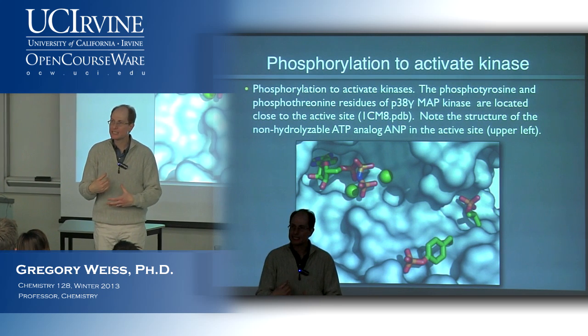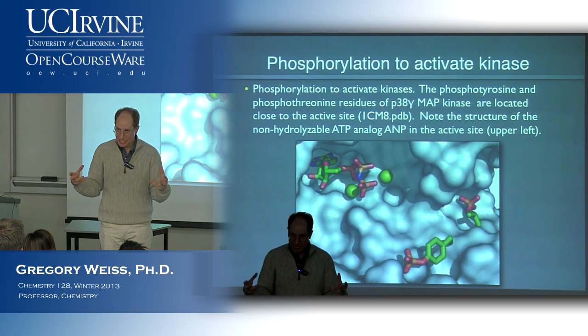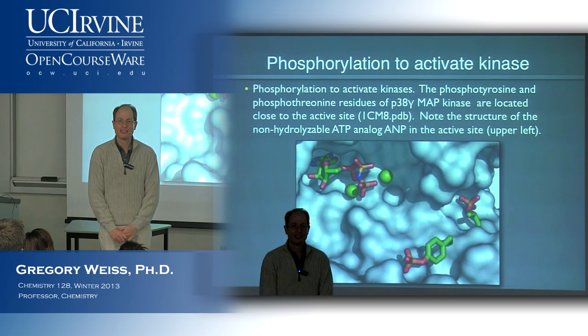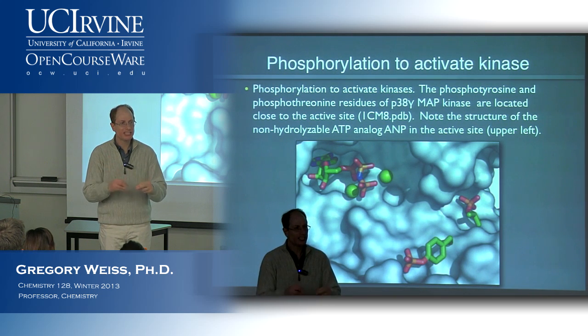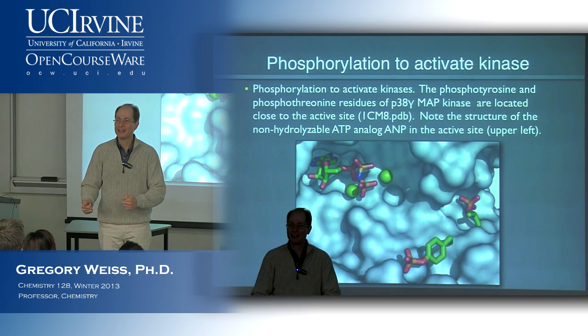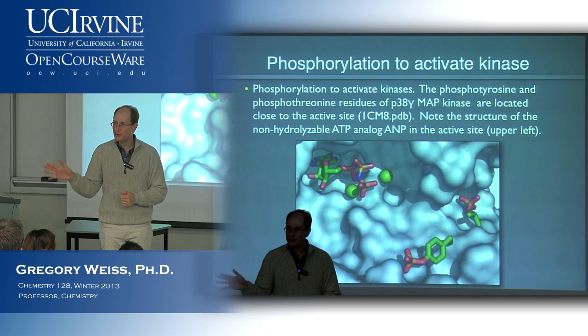In the absence of this, the enzyme doesn't have the right conformation. It doesn't have the right conformation, it can't be a kinase. So the phosphorylation of the kinase puts it in gear, turns it on, and sets it going. Make sense? Any questions about what you've seen so far?